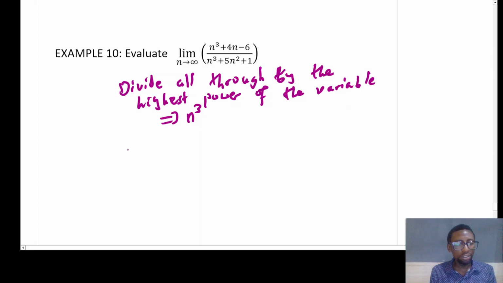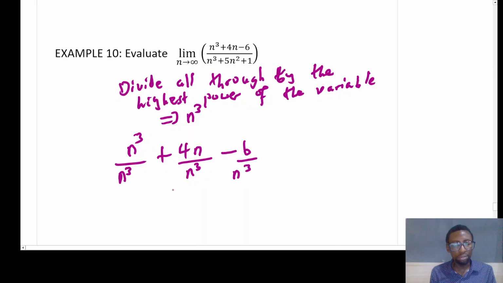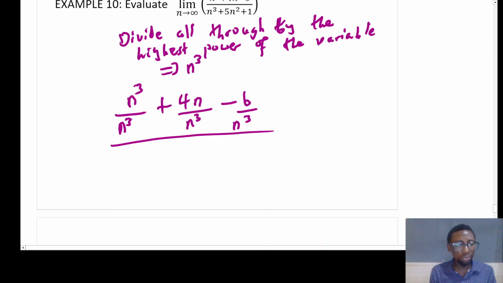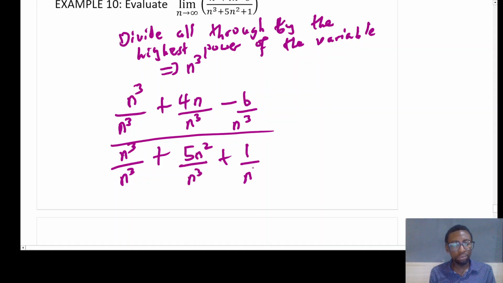So this will give me n cubed over n cubed, plus 4n over n cubed, minus 6 over n cubed, all over n cubed, over n cubed, plus 5n squared over n cubed, plus 1 over n cubed.